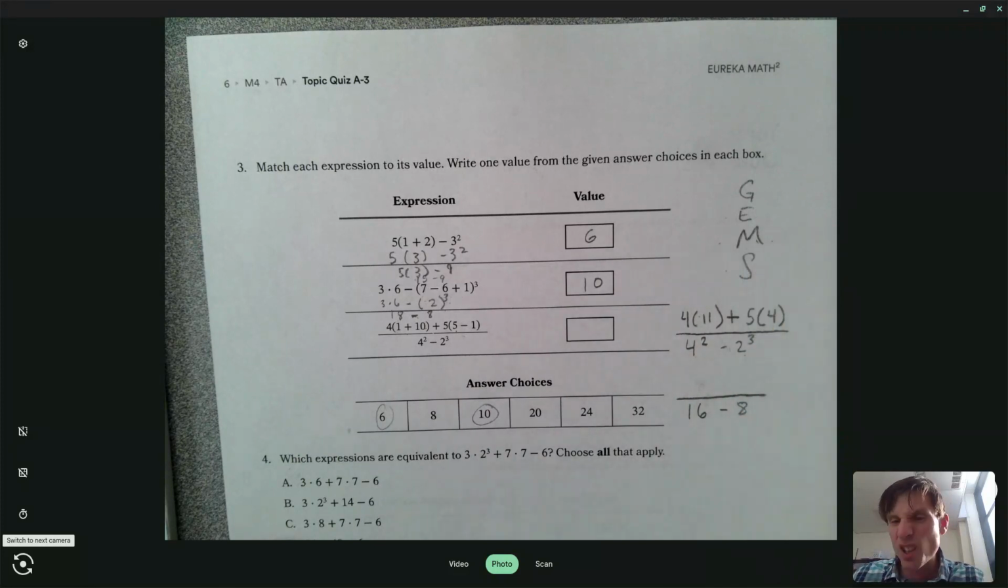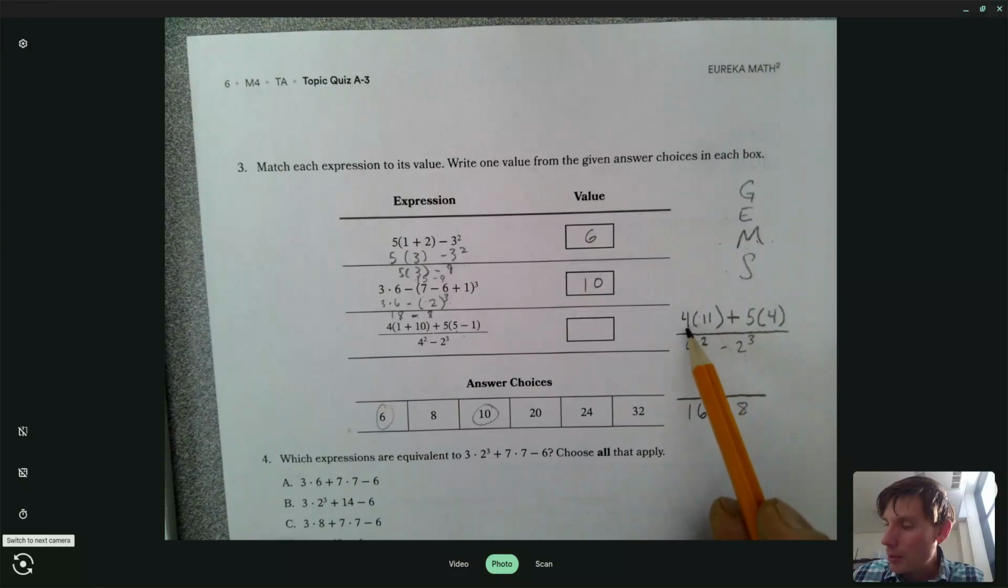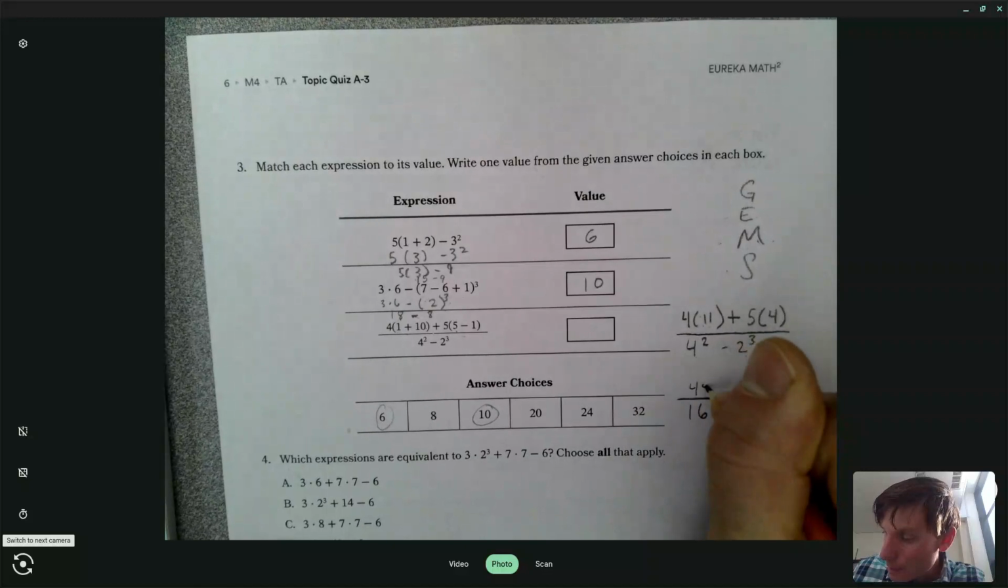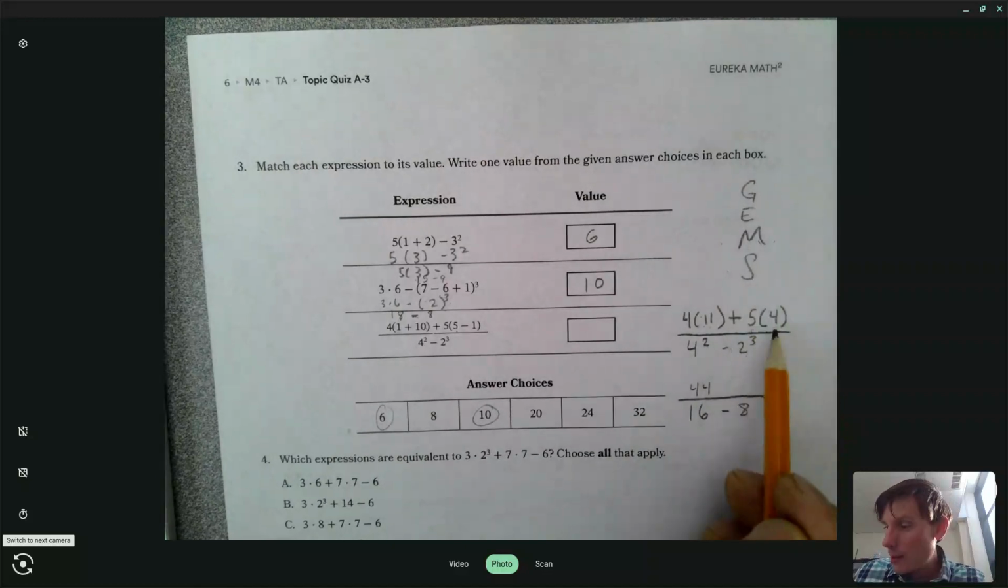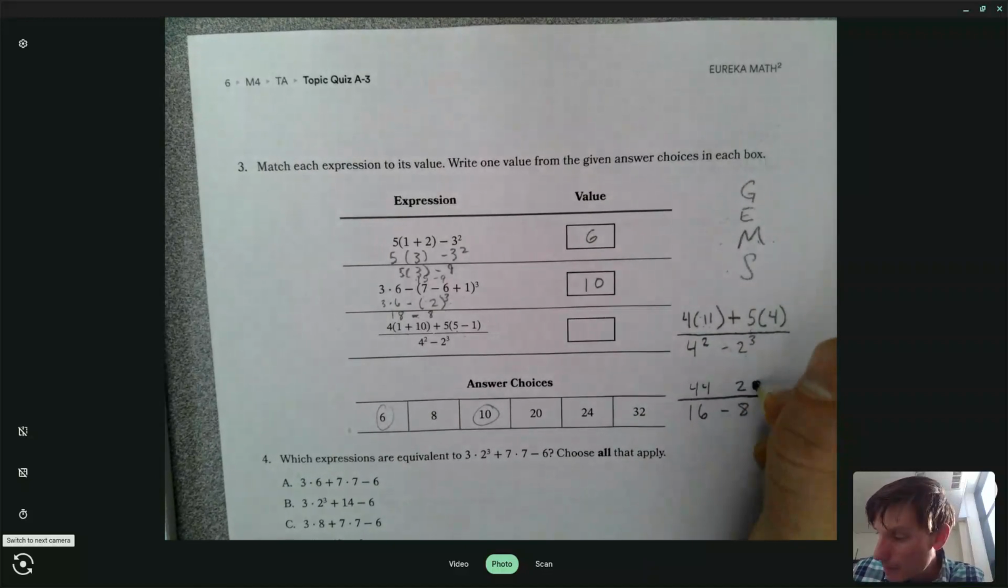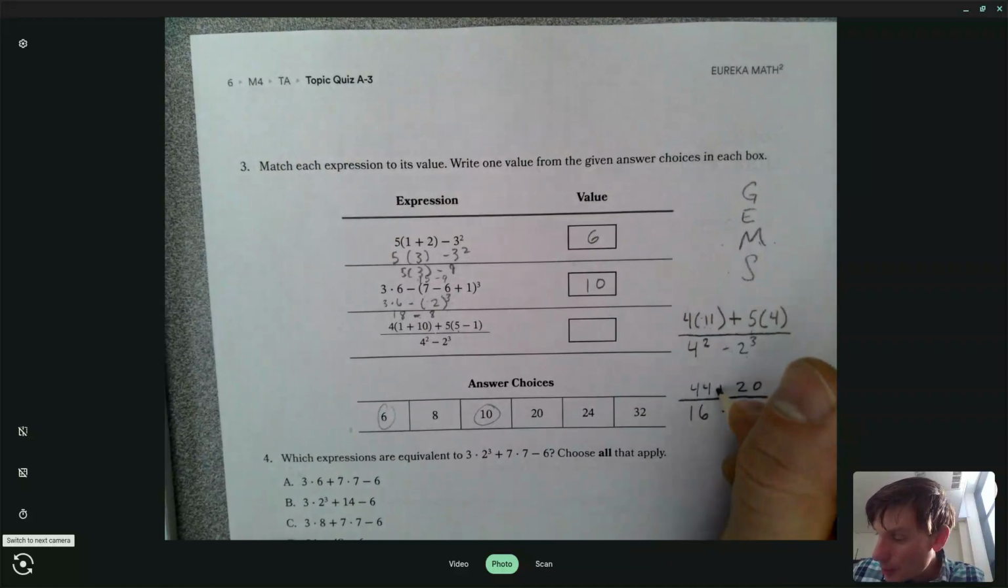I'll go ahead and do our multiplication left to right. We could rewrite it and then do it, but we'll make it a little quicker here. So multiplication and division left to right. So we have 4 times our 11. Remember, a number next to a parentheses is multiplication. So we have 44. And 5 times 4, which is 20. Now we're going to add those two together.